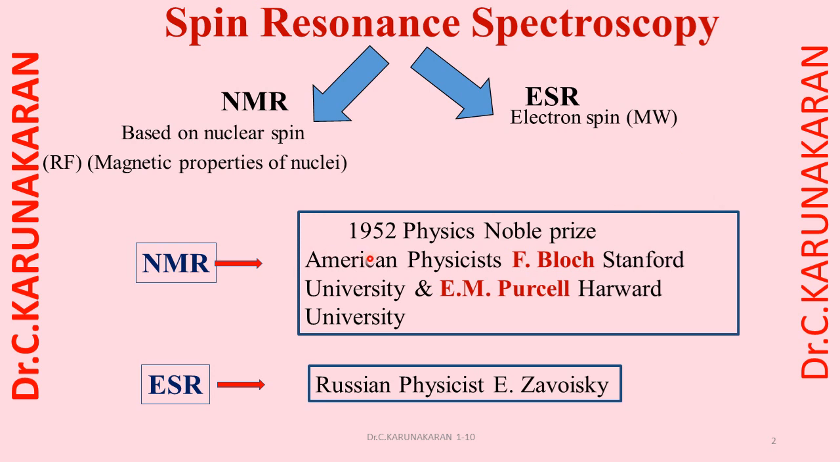NMR was discovered by two American physicists, F. Bloch of Stanford University and E. M. Purcell of Harvard University. They were jointly awarded the Nobel Prize for Physics in the year 1952 for the invention of NMR. ESR was discovered by the Russian physicist E. Zavoisky. It was discovered one year before the NMR.